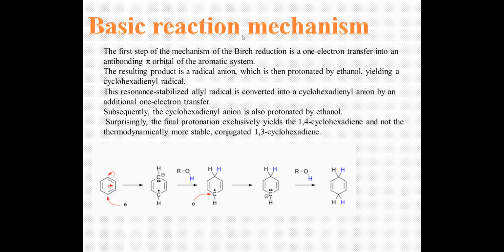Okay, instead of normal 1,3-cyclohexadiene, which is stabilized due to conjugation, you get a 1,4-cyclohexadiene, which is less stable as compared to that type of thermodynamically stable, as you have studied in 1,3 conjugated dienes. So you get a 1,4-cyclohexadiene instead of your 1,3-cyclohexadiene in case of your Birch reduction. So this is the basic mechanism of your Birch reduction.